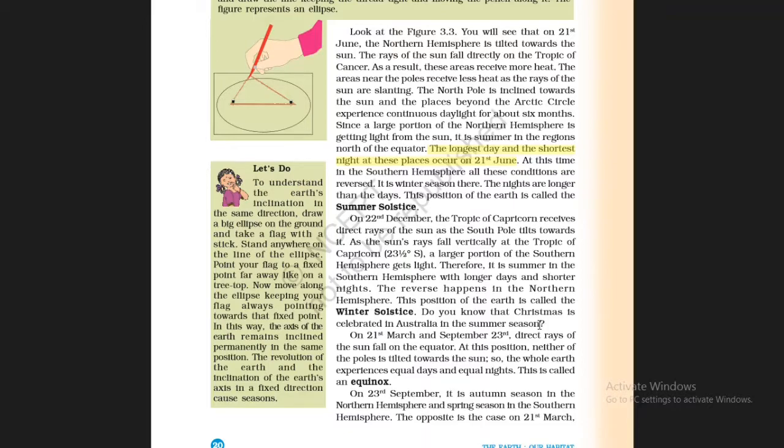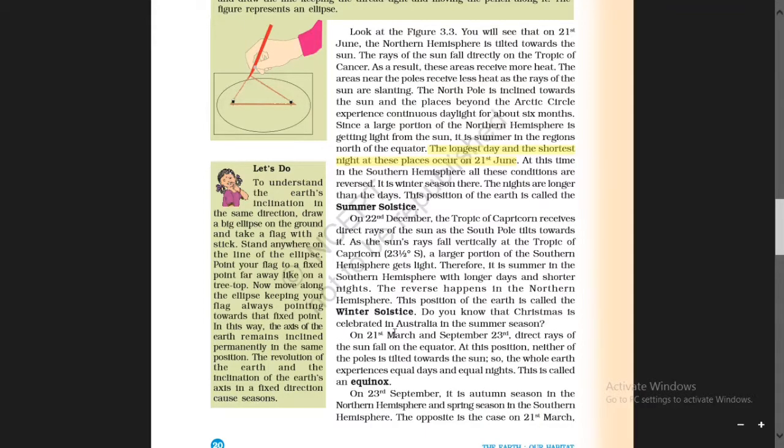But see boys, when Christmas is celebrated on December 25, we are having winter days here. At the same time, Australia has summer days. One is in the northern hemisphere and the other is in the southern hemisphere, and that is why in Australia, Christmas is celebrated in summer season.